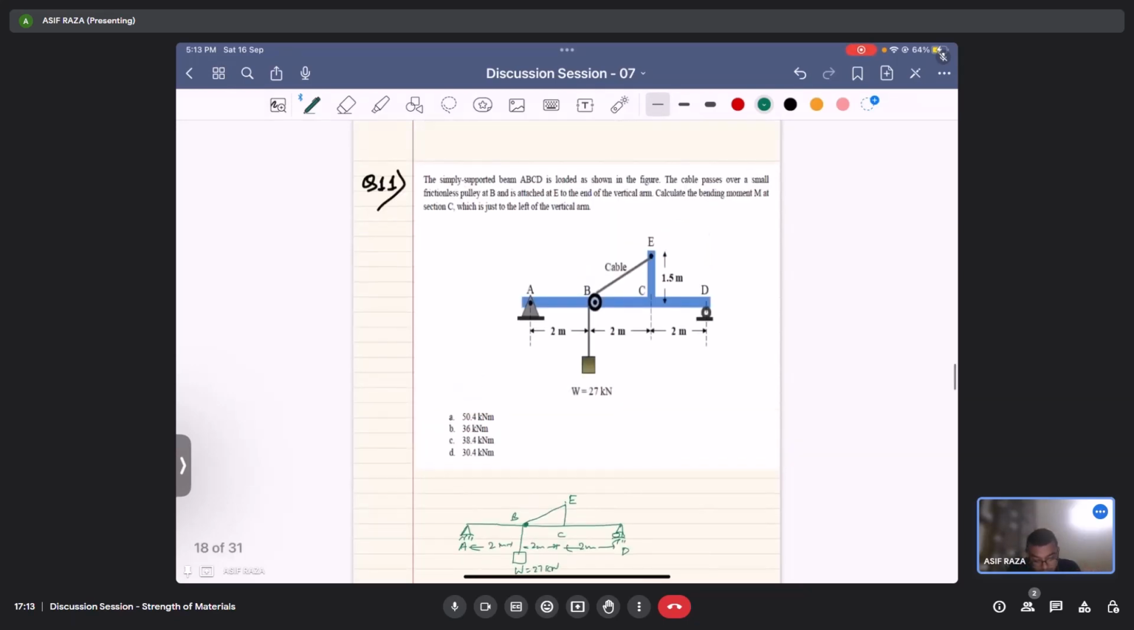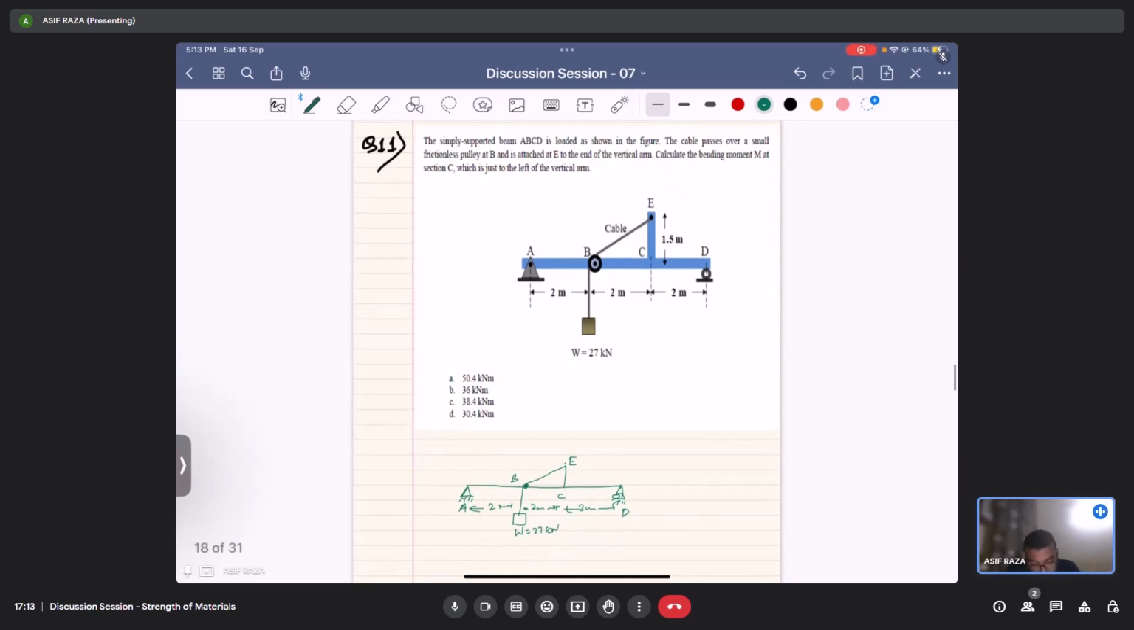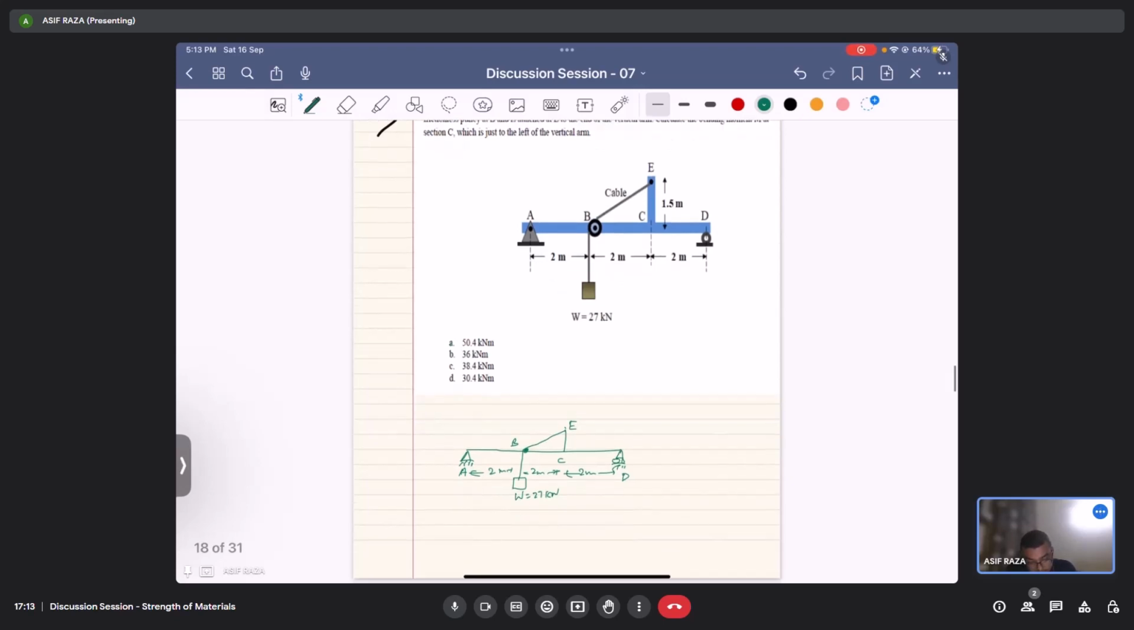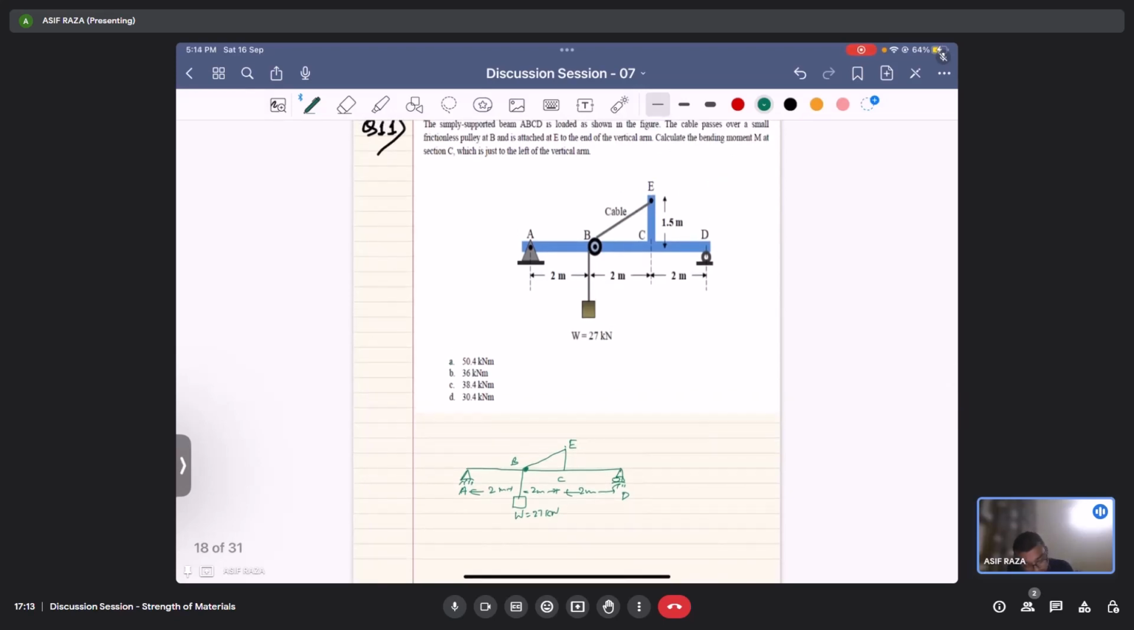Simply supported ABCD is loaded as shown in the figure. The cable passes over a frictionless pulley and is attached at E to the vertical arm. Calculate the bending moment M at section C, which is just to the left of the vertical arm. So we want to calculate bending moment at this point, right? This is 1.5 meter. Okay, so first thing first, reactions.